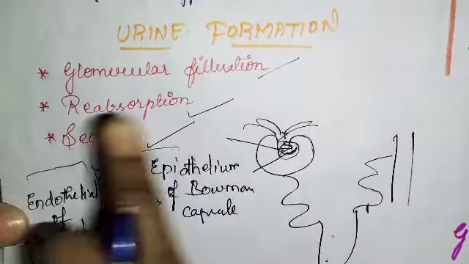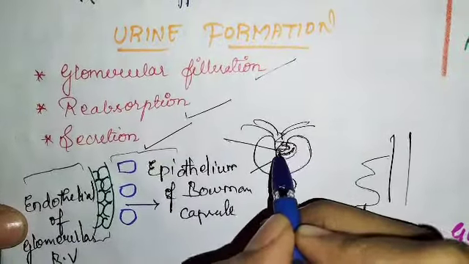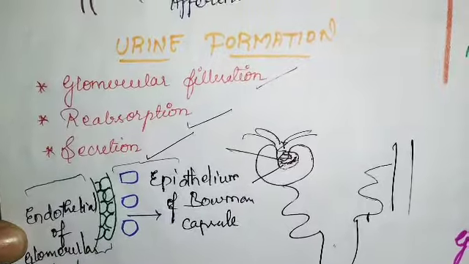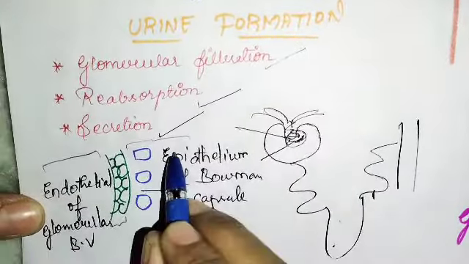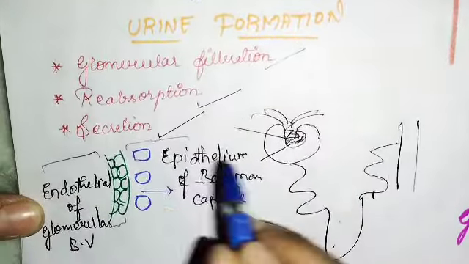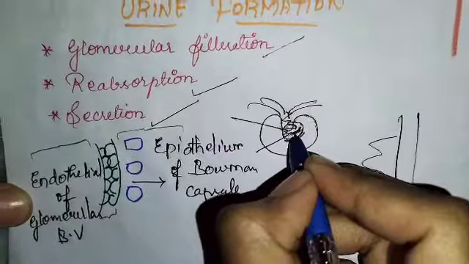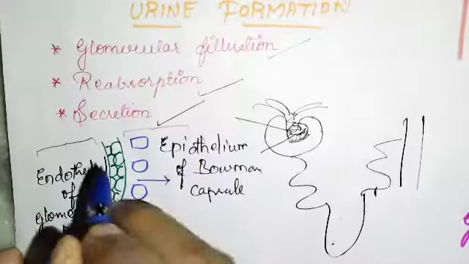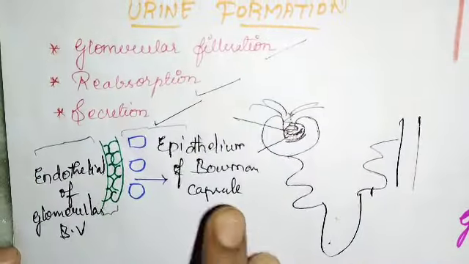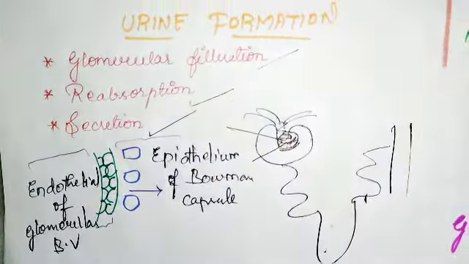This part is endothelium of glomerular blood vessel, the tuft of capillaries, and this part is epithelium of Bowman's capsule, and between these two we have the basement membrane. Okay, so here glomerular filtration takes place. So we will enter into the glomerular filtration.